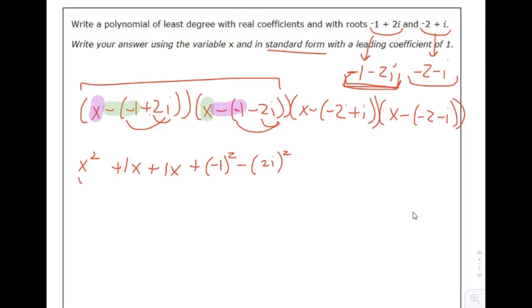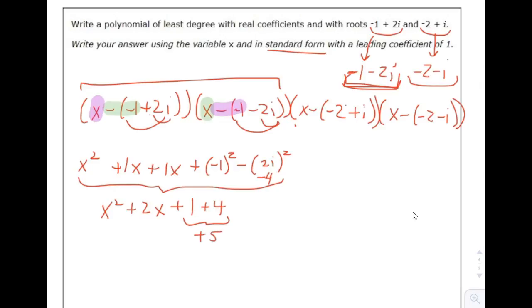And if I was to simplify or combine the like terms here, I would get x squared plus 2x plus 1, and then 2i squared would be negative 2, or negative 4, right? Because i squared is negative 1. Multiply that times 2 squared, which is 4. You get negative 4. So it's minus a negative 4, which would be positive 4. Okay? And so now I can combine that into plus 5.